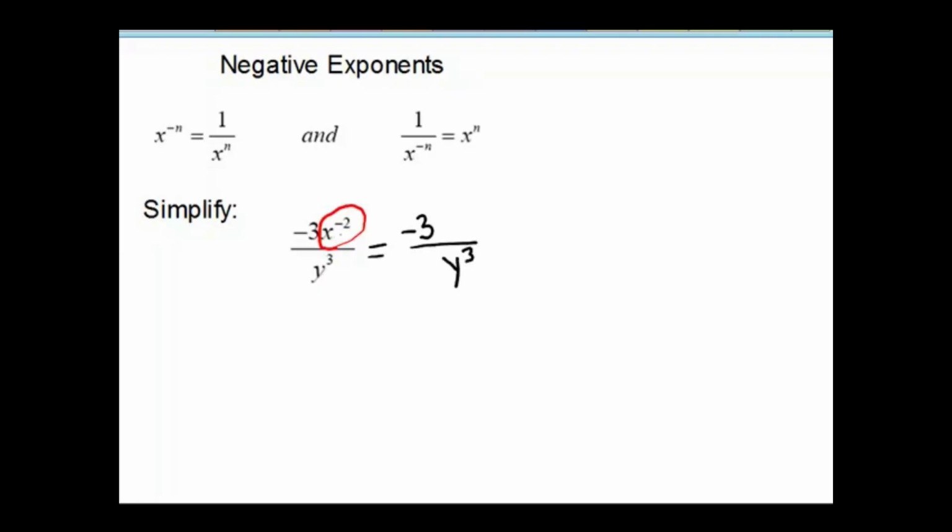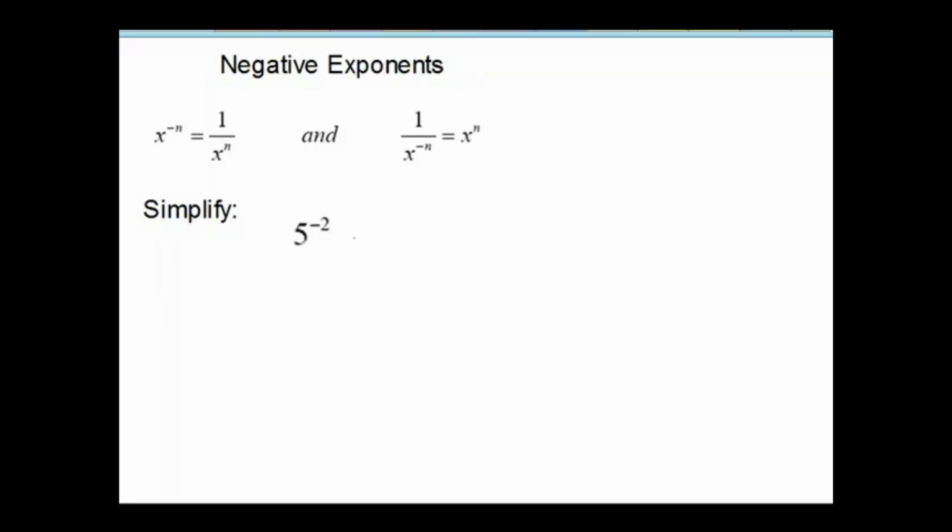And the x was on the numerator, so it's going to the denominator, and the exponent changes to positive. Next, we will simplify 5 to the negative 2 power. You cannot do any evaluating here. We cannot make negative 2 copies of the 5. So first we have to use the definition and change it over to a positive exponent.